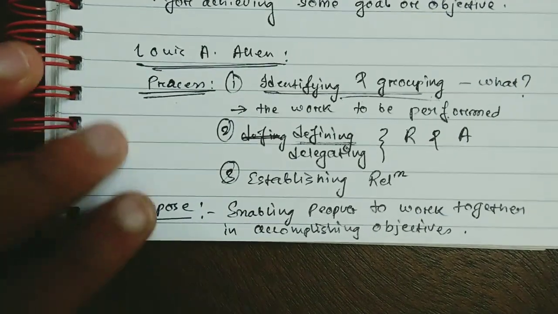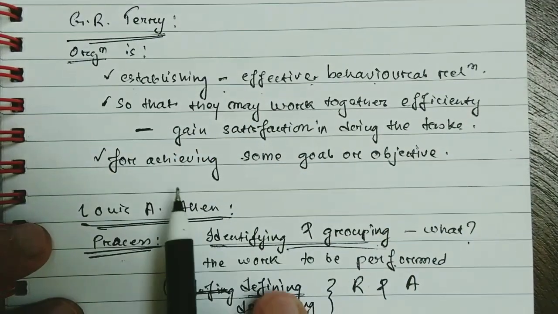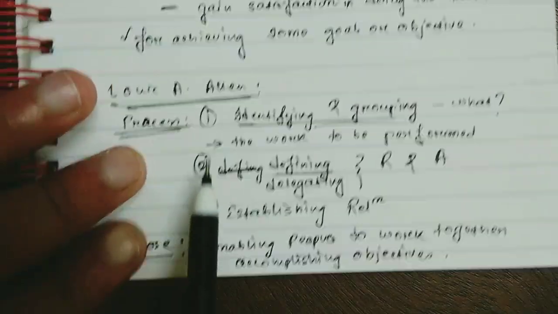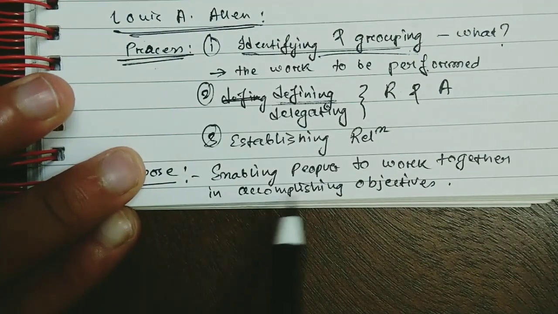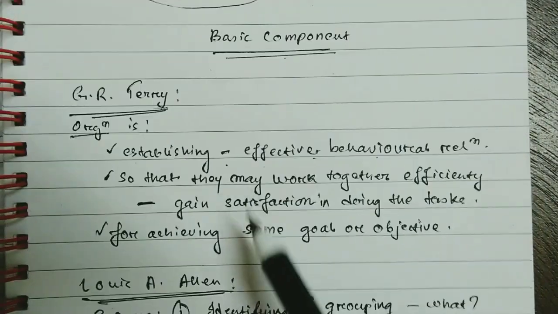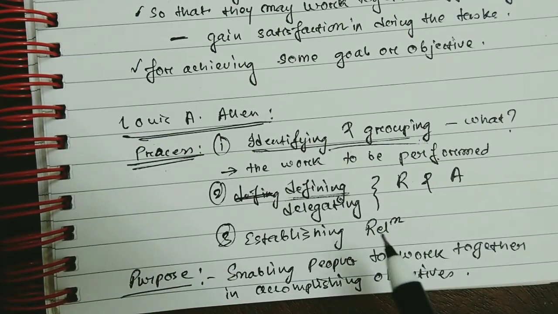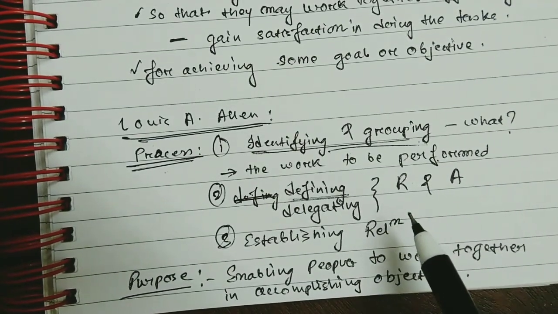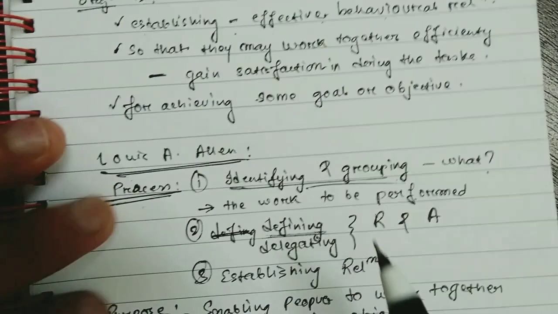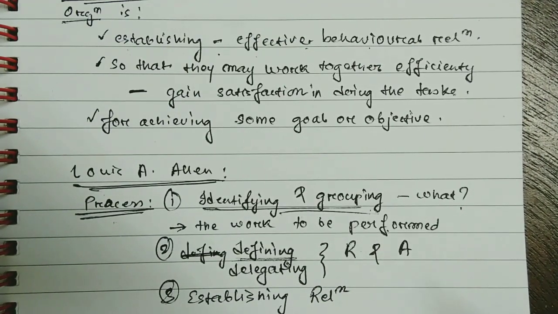Okay, so what is the ultimate target of organizing? দেখো, G.R. Terry has also said for achieving some goal or objective. Lois A. Allen has also said in accomplishing objectives. Okay, next thing that is common between the two definitions is that there is a relationship that happens among different people. Okay, now relationship means that they share some authority and responsibility relationships. Okay, it's not talking about friendship or any other sort of relationship, it's just talking about working relationship.